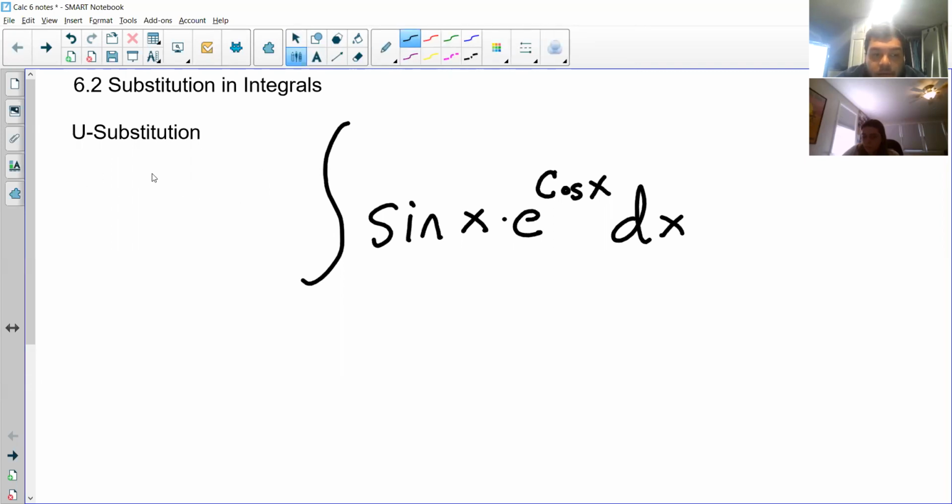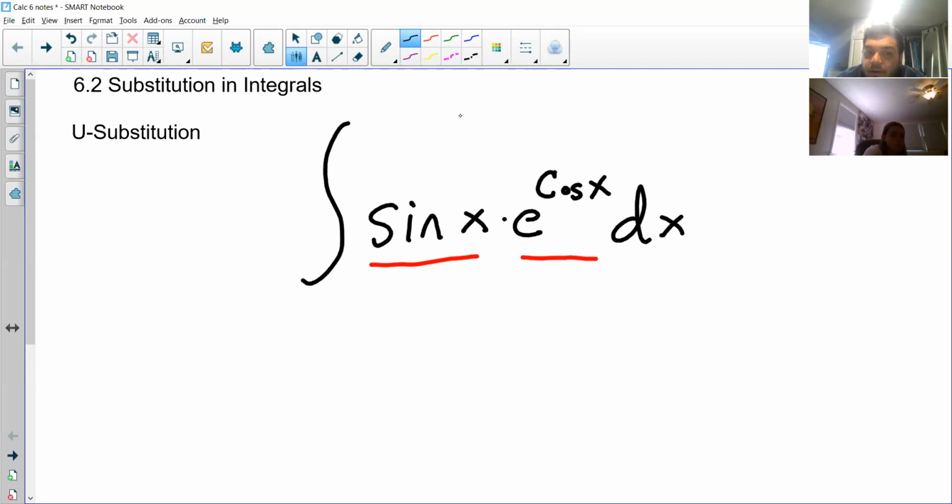All right. So U substitution 6.2. Just looking at this right now, we have an integral that's kind of weird. We have sine x and e to the cosine x, and they're being multiplied by each other. So that makes it really difficult because we don't actually know what the antiderivative of this is. We know them separately. I know the antiderivative of sine x would be negative cosine. I know the integral of e to the x is e to the x. So is there a way I could use this to my advantage to help solve this? Because right now we can't solve it with our current skills.